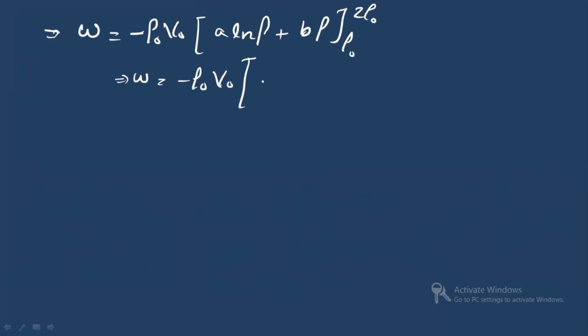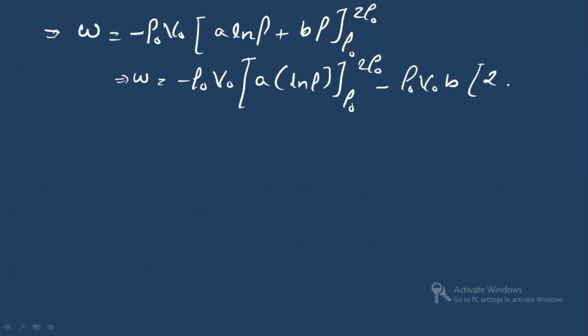Now you see this is a. Within the bracket I am writing ln rho, with limits rho naught to 2 rho naught. Again minus rho naught v naught I am writing. B is the constant term. Here I am writing the upper limit 2 rho naught and lower limit rho naught. Now we will put the upper and lower limit in the first term as well.